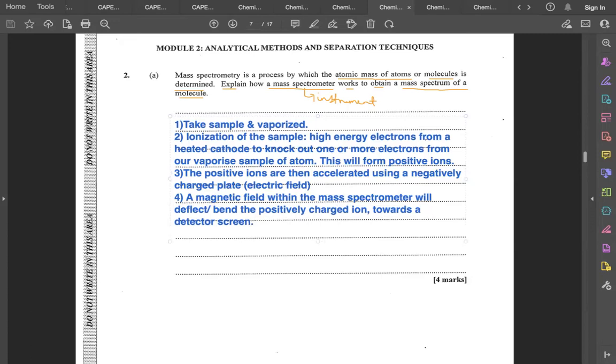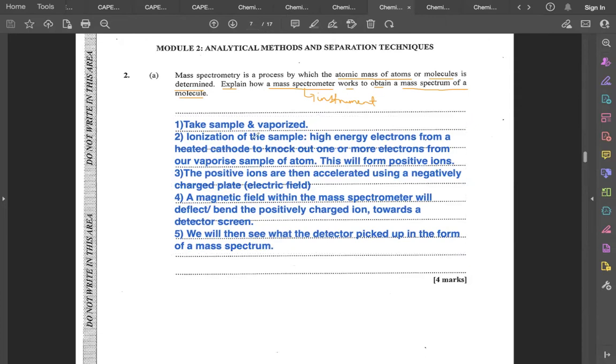And then finally, we will see what the detector picked up in the form of a mass spectrum. So those are our 5 steps to go from sample to mass spectrum using a mass spectrometer.